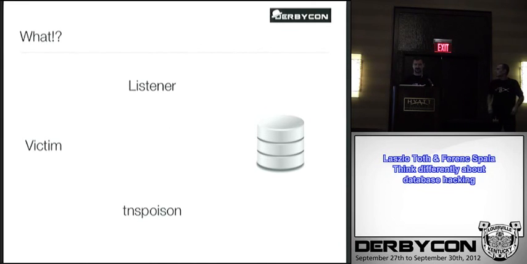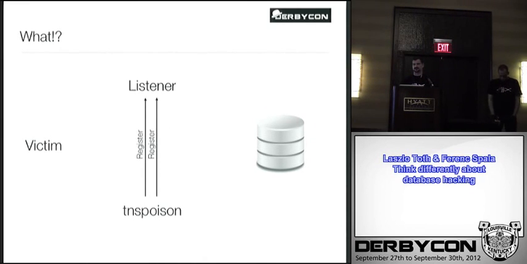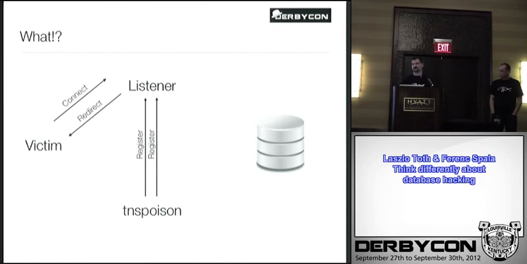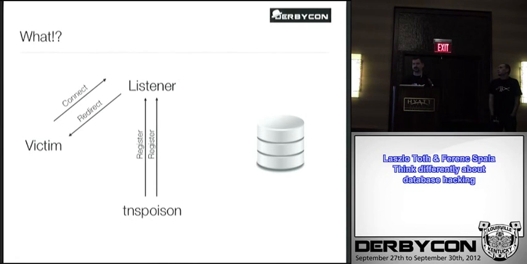So how it looks like, TNS poison sends its register communication, and when the victim tries to connect to the listener, it will be redirected. Of course, just a certain percentage of the clients will be redirected because the oldest instance in the cluster environment will still receive connections. So the client will be redirected to an attacker-defined IP address and port.